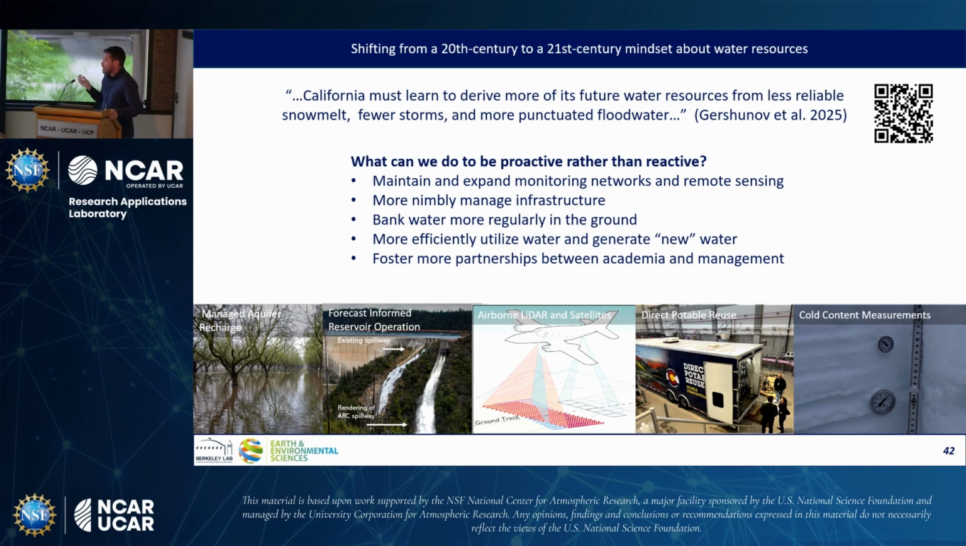And then, of course, more efficiently utilize our current water and generate new water, quote unquote. So things like direct potable reuse. There's a project at Berkeley Lab called NAWI trying to investigate new technologies such as direct potable reuse, how scalable that might be, creating these sort of trailers that you can move around for rural communities where you can take wastewater, sort of clean it up, and then use it again a second time or third time.